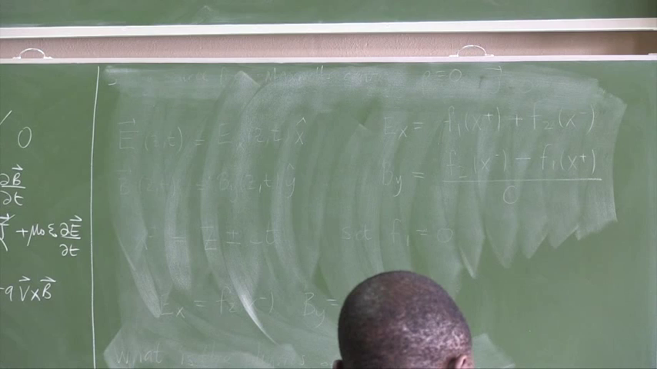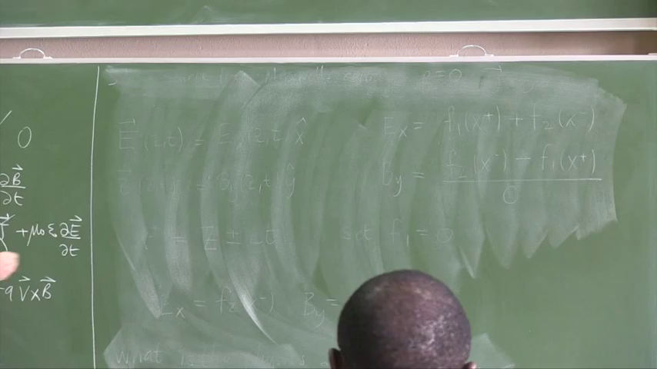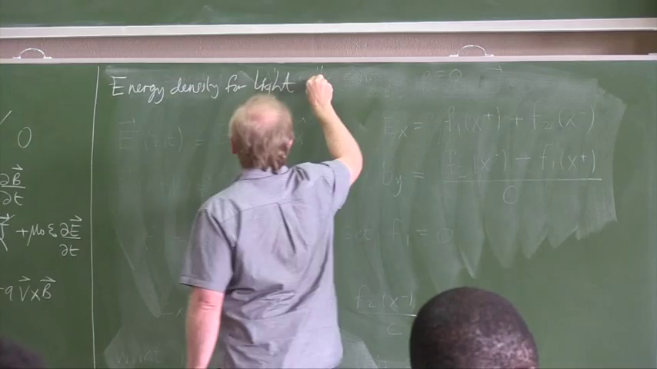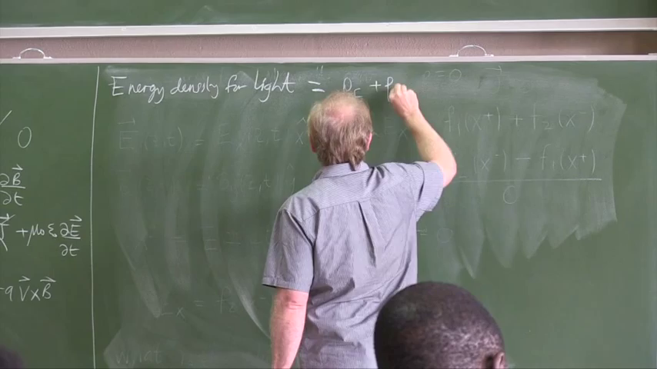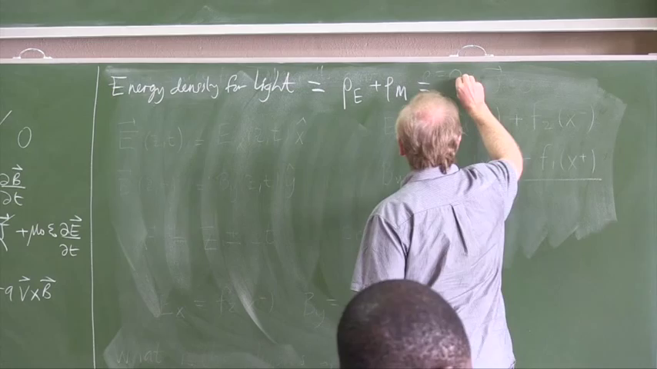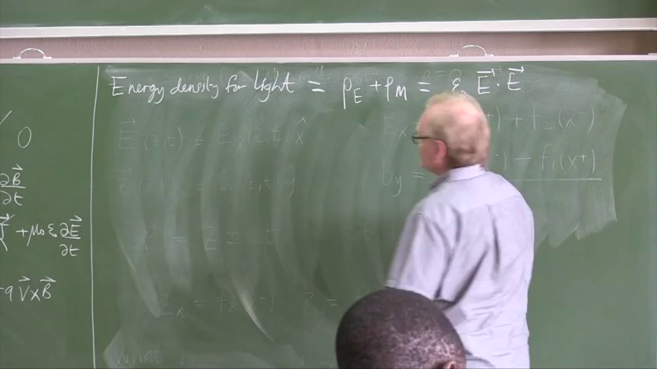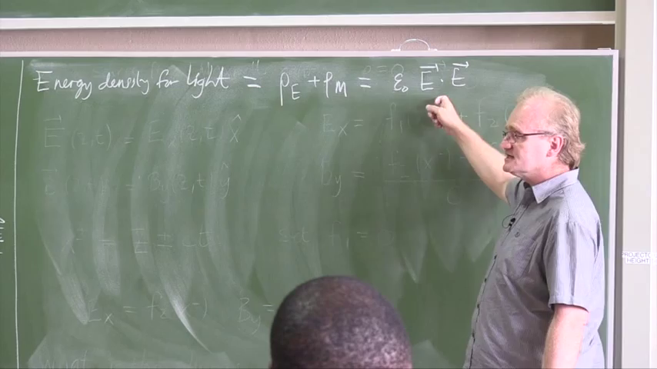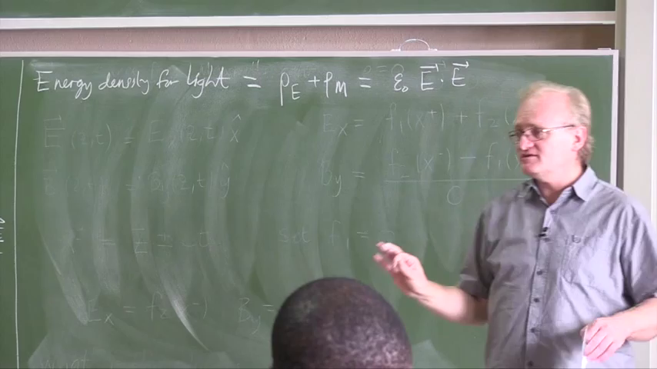So what does that mean? The energy density for light, which is equal to the energy density for the electric field plus the energy density for the magnetic field, we can write as epsilon naught E dot E. Is everyone happy with that? I just added the two contributions together. I know they're equal. For just the electric field, it would have been 1 half epsilon naught E dot E. The second term is equal to this one, so when I sum them, that's what I get. Everyone happy with that? Good.